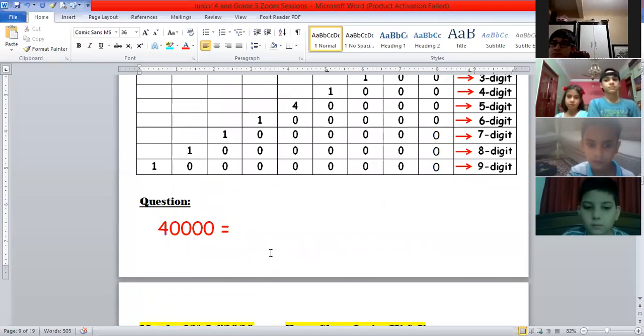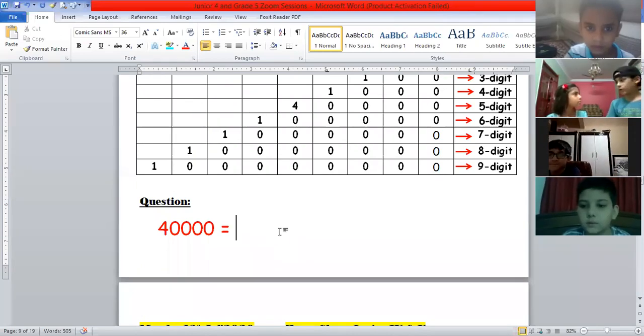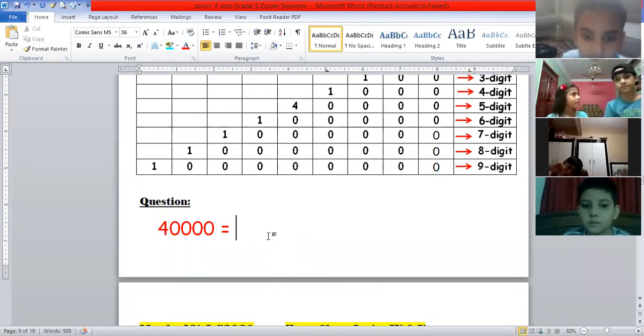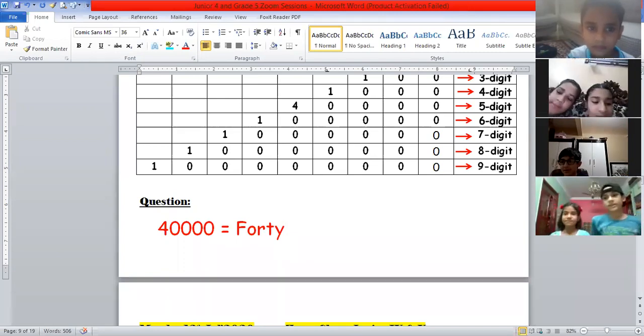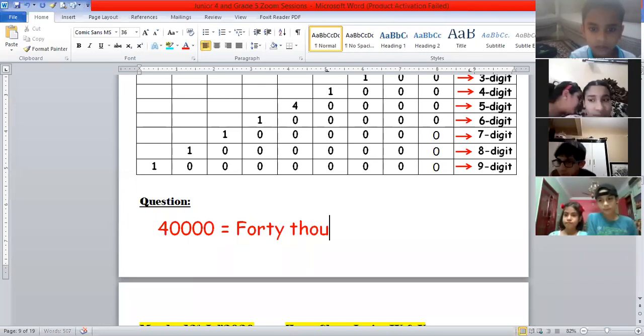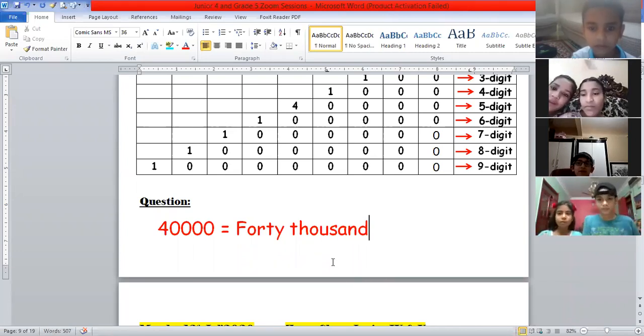So how can we write 40? What is the spelling of 40? Who is going to tell me? Aiza is raising her hand. I have asked you guys to learn the spellings. F-O-R-T-Y. So this is the spelling of 40. Now the thousand spelling is so easy. T-H-O-U-S-A-N-D. 40,000. So this is the answer.